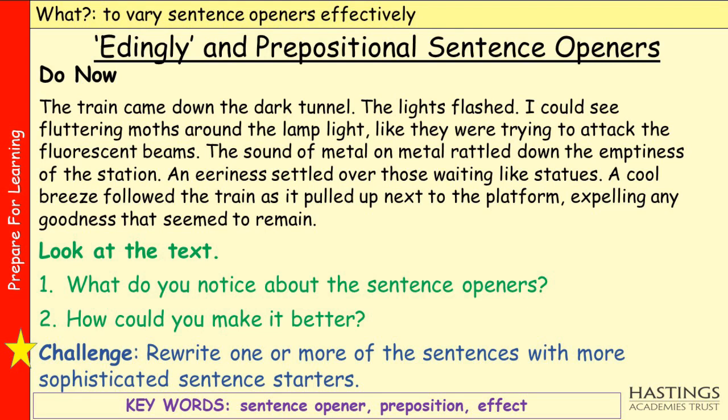Pause the video now and try the questions. Okay, so number one, what do you notice about the sentence openers? Well, hopefully you've seen that all the sentence openers are pretty much the same. They are either the, I, or an and a. They're very boring sentence starters. It's okay for you to start some of your sentences in a paragraph this way, but if they're all like that, it doesn't seem very sophisticated. As for the remainder of those questions, we'll be answering them as we do our lesson.